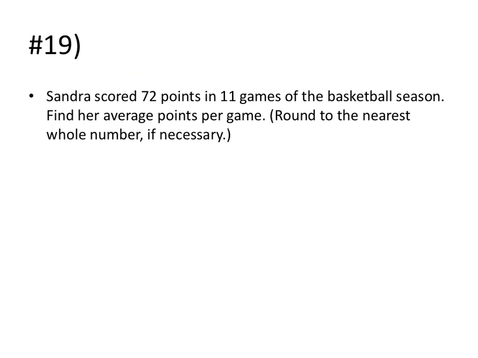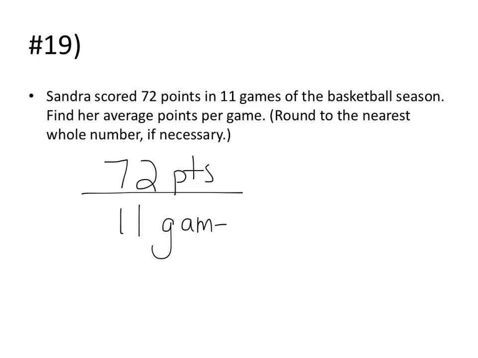Alright, Sandra scored 72 points in 11 games of the basketball season. Find her average points per game. Round to the nearest whole number if necessary. Okay, so she has 72 points over 11 games, I'm sorry. So you would do 72 divided by 11.